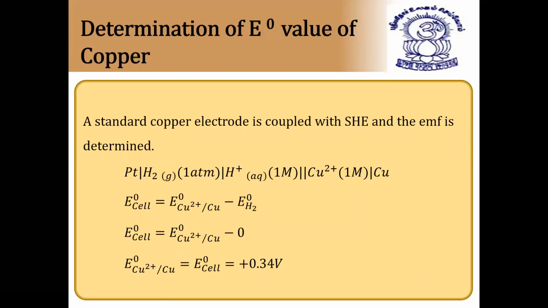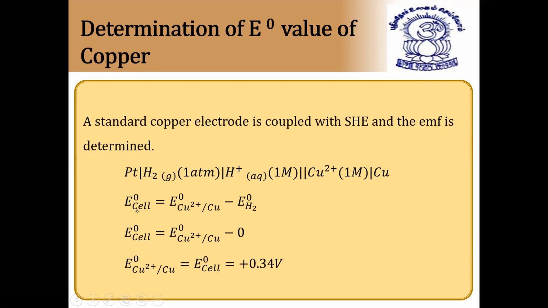So how to determine the electrode potential? Determination of electrode potential of copper. A standard copper electrode is coupled with the SHE. So to determine the copper electrode potential, it is coupled with the standard hydrogen electrode and the EMF is determined. Here hydrogen is reducing copper, because in the reaction you can see H2 changes to H plus ion and Cu plus 2 changes to Cu. It means hydrogen is reducing copper ions to form copper and itself getting oxidized, because H2 changes from 0 to plus 1, whereas Cu plus 2 changes from plus 2 to 0. So this is called reduction, this is called oxidation, and this is the cell representation.